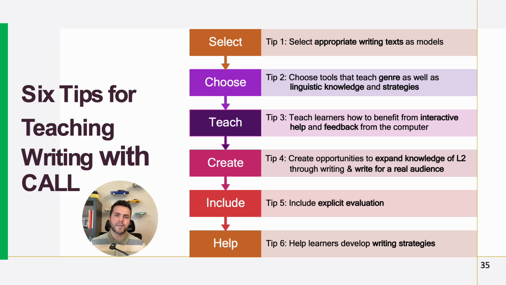So far, we've looked at some traditional yet effective techniques for teaching writing. Now let's shift gears and briefly touch upon how we can leverage technology, specifically through 6 practical tips for teaching writing with CALL. It starts with selecting the right model texts, then choosing tools that support both genre awareness and linguistic development. We also want to teach students how to use feedback from the computer, create authentic writing opportunities, include explicit evaluation, and importantly, help learners develop writing strategies over time. So we should keep these practical tips in mind when designing writing tasks with CALL.